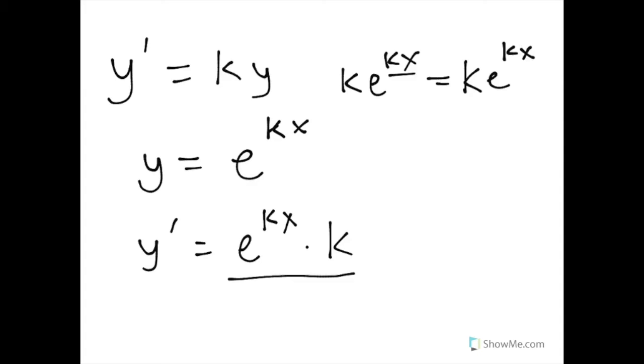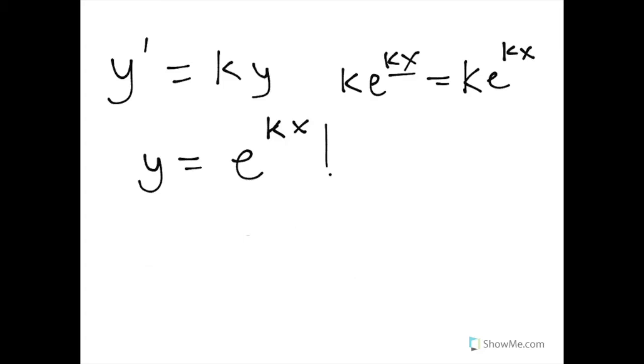And then on the left side, you also get a k times e to the kx as well. So ding, ding, ding, ding, ding, we kind of have a winner here, that this is what we want right there.